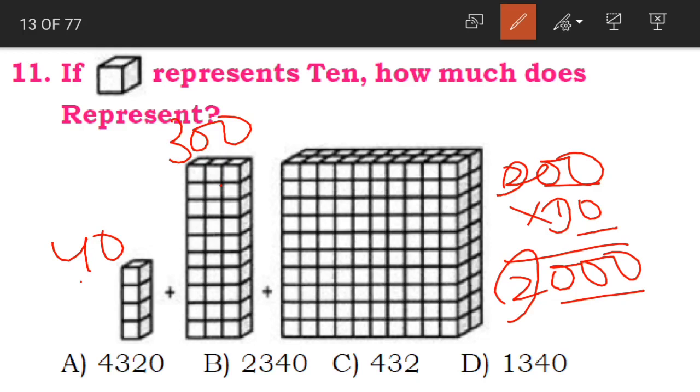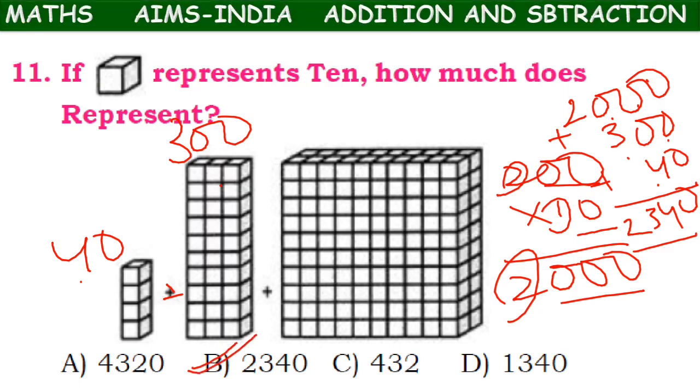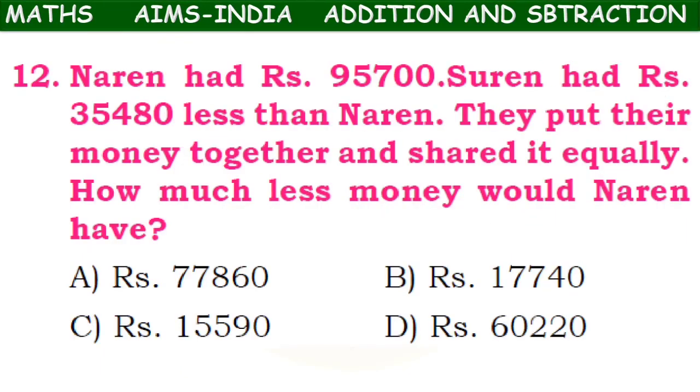Now what is the total value? We need to add 2000 plus 300 plus 40. 0, 4, 3, 2. 2340 is our answer, children. Now which of the following options has the same number? Option B, 2340. Yes, so it is our correct answer.